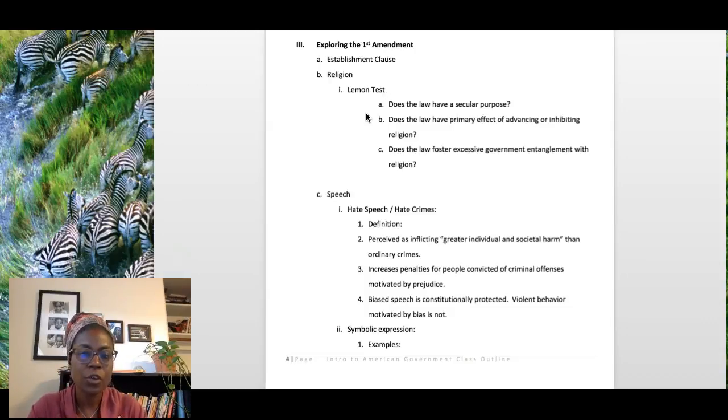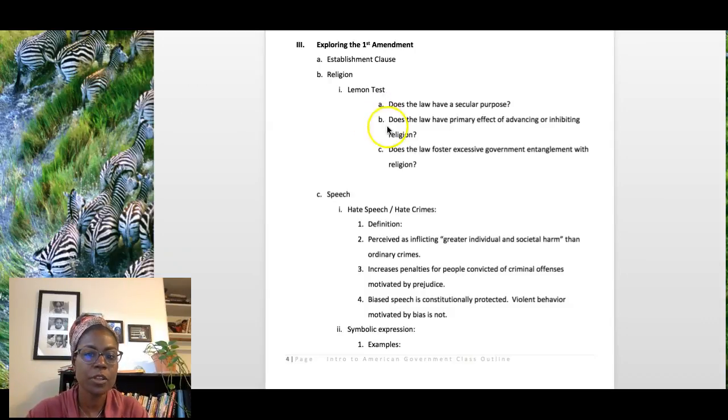So, getting into achieving that balance, the Supreme Court has used what they call the Lemon Test, because it refers to a Supreme Court case where one of the participants in the case had the last name Lemon. It's important to keep this in mind and understand the three aspects of the Lemon Test, because this is what the Supreme Court uses to determine whether any acts taken by Congress violate the Establishment Clause.